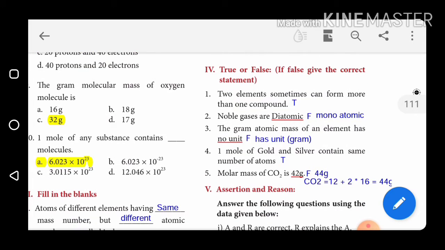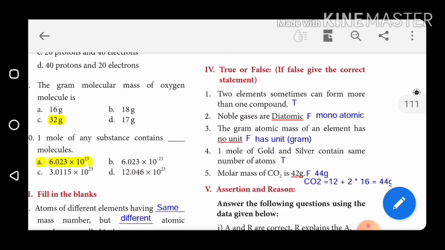Fourth one, true or false? First one, two elements sometimes can form more than one compound. True. Second one, noble gases are diatomic. It's a false statement. Here, instead of diatomic, you have to write monoatomic. Third one, the gram atomic mass of an element has no unit, is a false statement. Instead of no unit, we have to write has unit, that is gram.